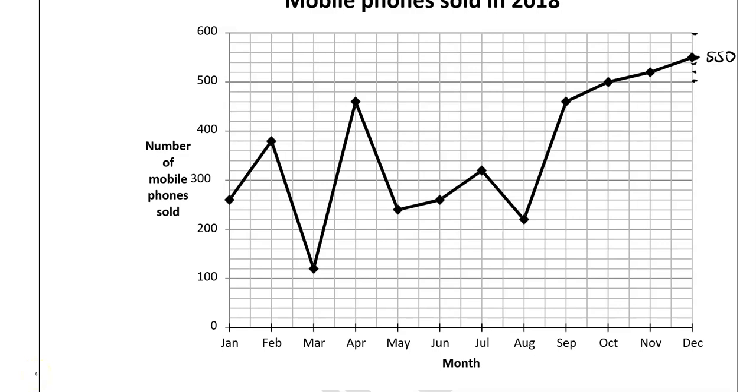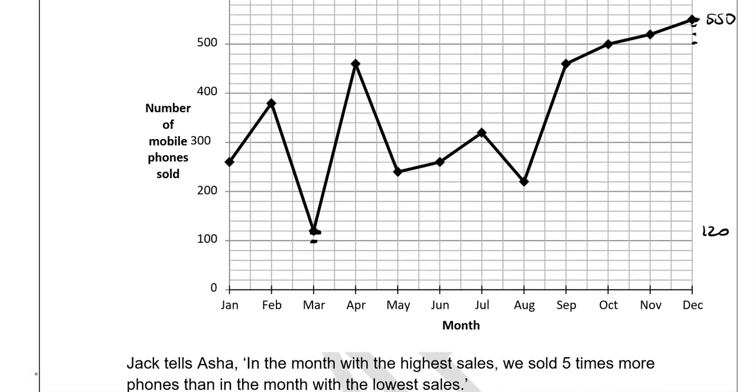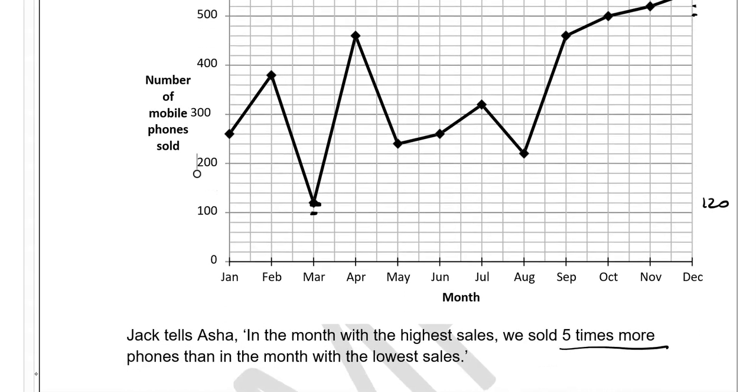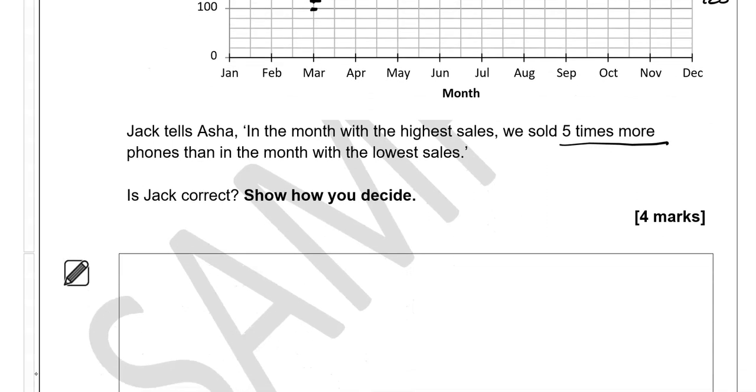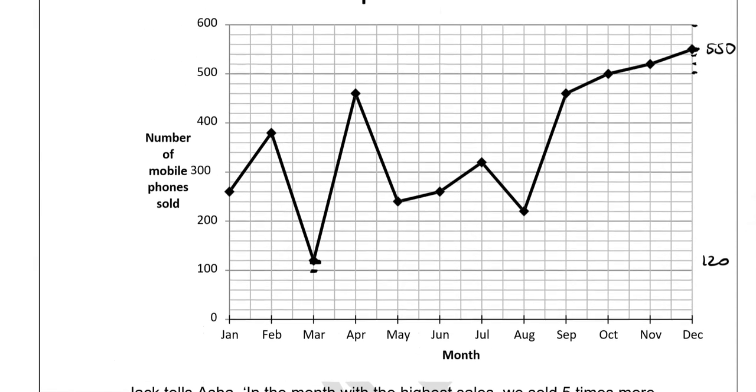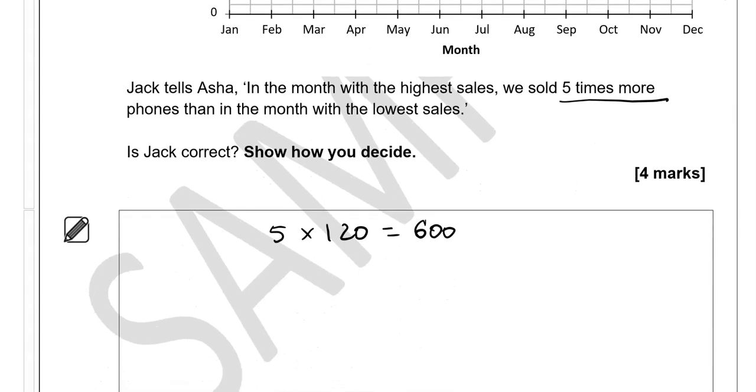And the month with the lowest sales is March. So there is 100, so this is 120. So 5 times more, if I multiply 5 by 120, I get 600, which is higher than 550. So is Jack correct? No. 5 times 120 is 600.